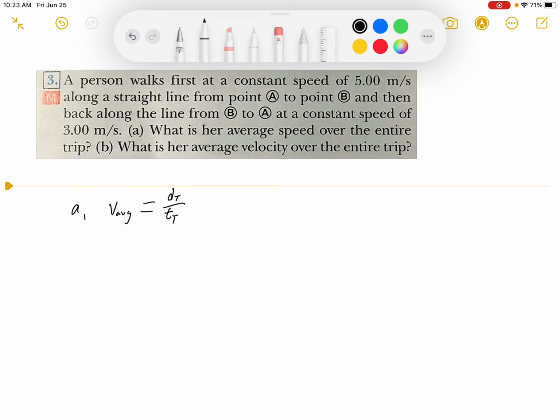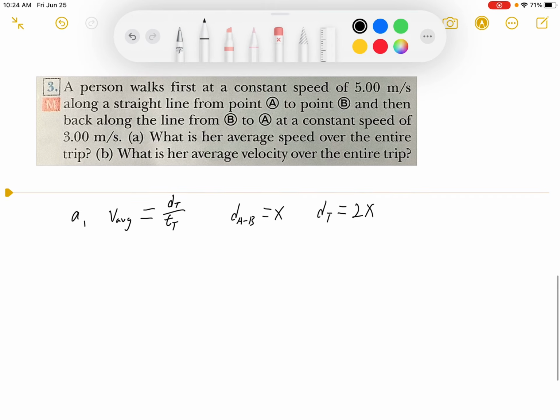So let's assume the distance from A to B, let's call this distance x. So the total distance will be 2x. And then we need to find the total time. So let's call the time from A to B t1. Let's call this time t1.